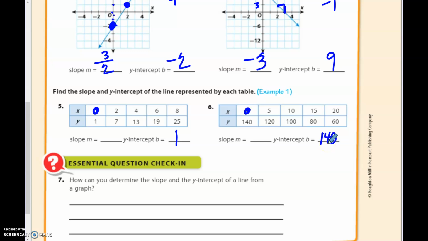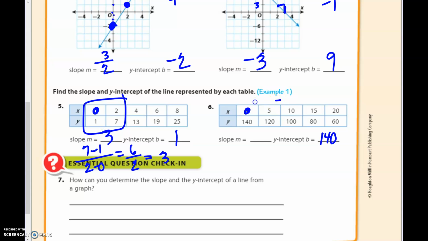All right, so to find slope, we can take two ordered pairs, and I'm just going to use these first two right here. And I'm going to do 7 minus 1, and 2 minus 0. So 7 minus 1 is 6, 2 minus 0 is 2, 6 divided by 2 is 3. So my slope ends up being 3.